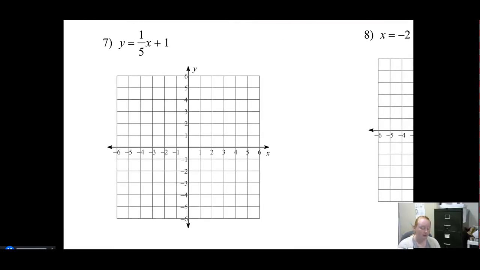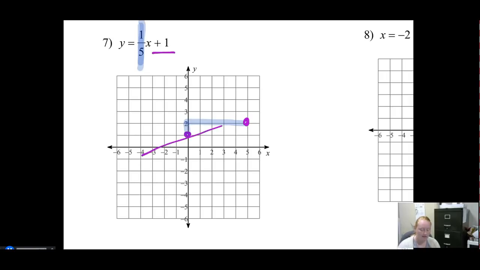So my starting point here is positive 1. My slope tells me how I'm going to move. Here it's a positive number, so it's going to be a positive slope. I'm going to move up 1 because I move up first, and then I'm going to move over 5. This leaves me with a dot right here.